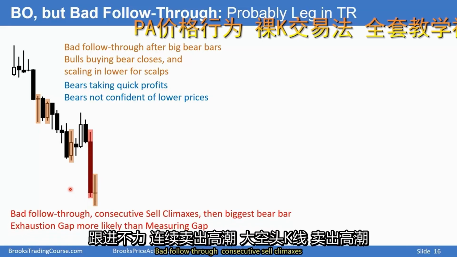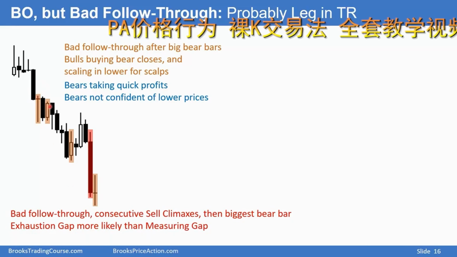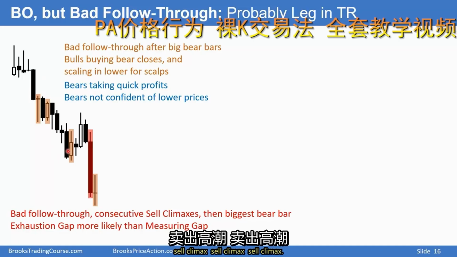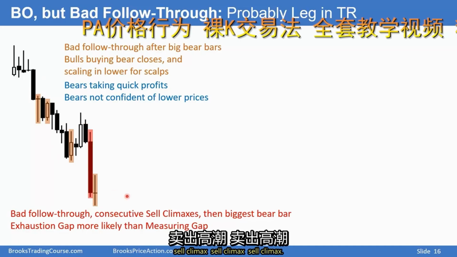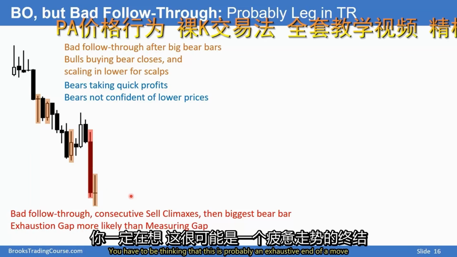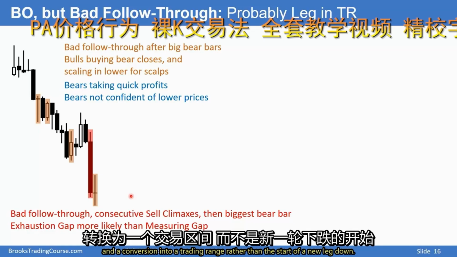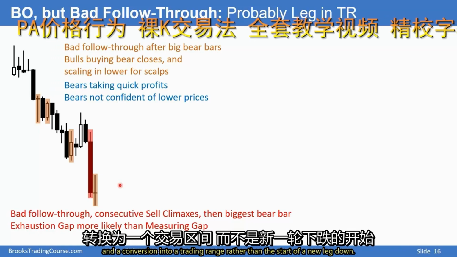Bad follow through, consecutive sell climaxes, big bear bar, sell climax, sell climax, sell climax. You have to be thinking that this is probably an exhaustive end of a move and a conversion into a trading range rather than the start of a new leg down.